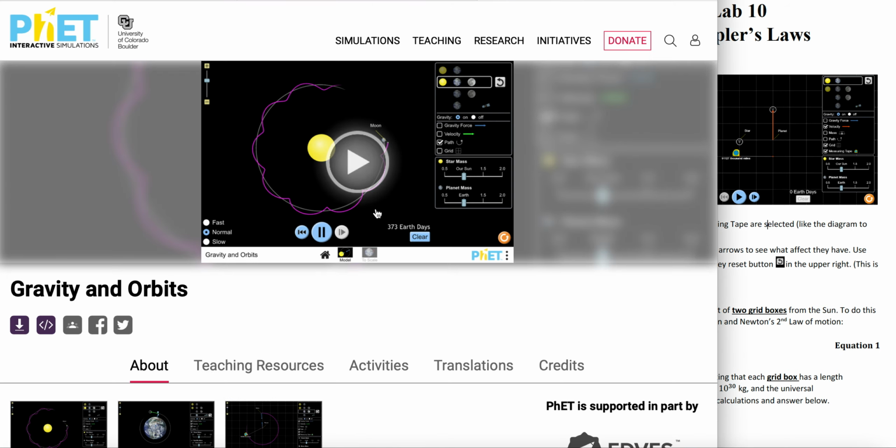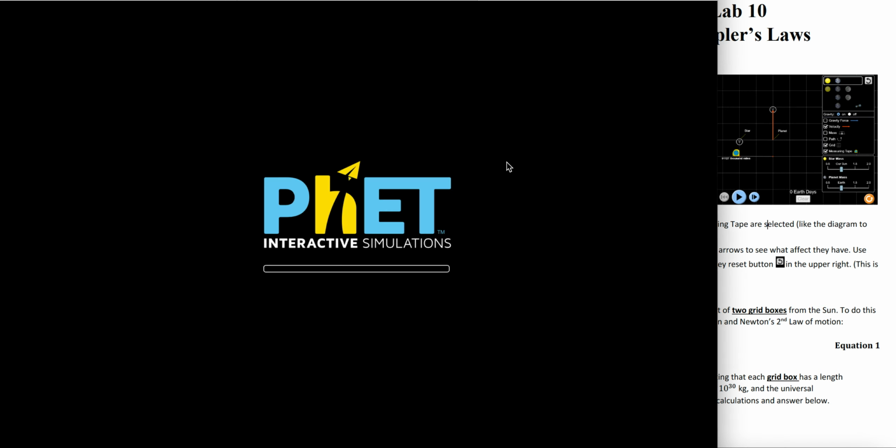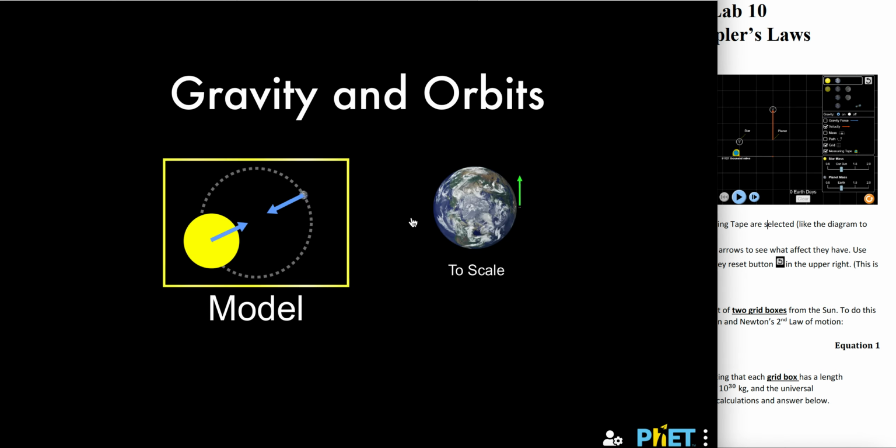All right, so you can see that this is what it should look like when it opens up. Now you're able to run this in the browser. This is a modern simulator. And when we go ahead and open it up, we are good to go. Okay, now you can see that there's two choices here.